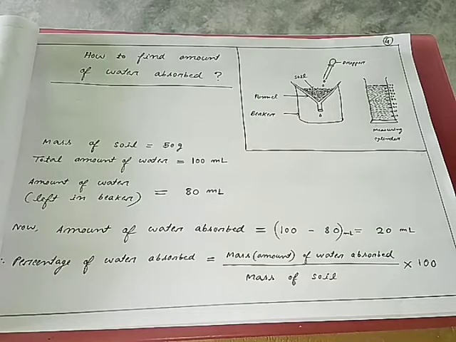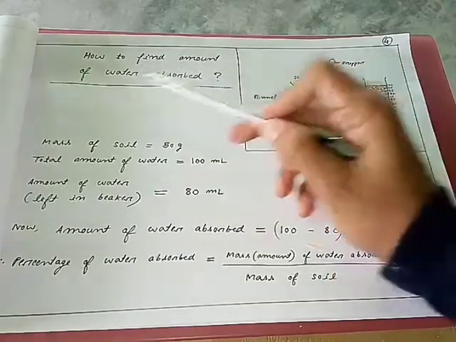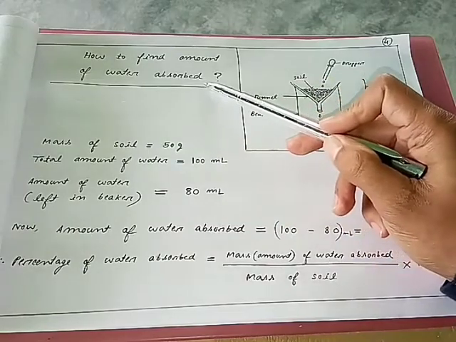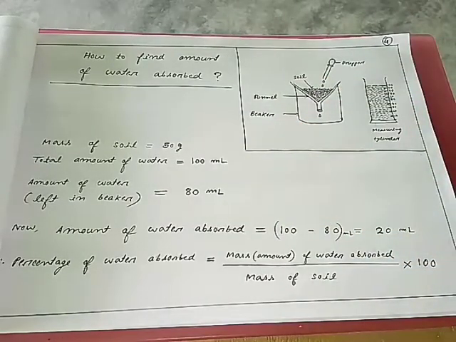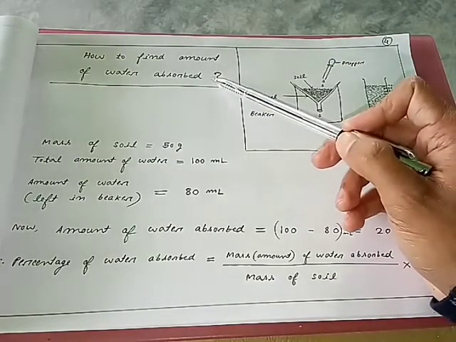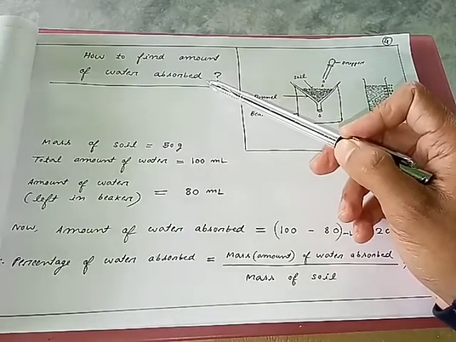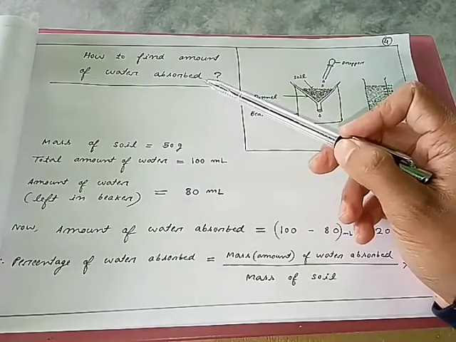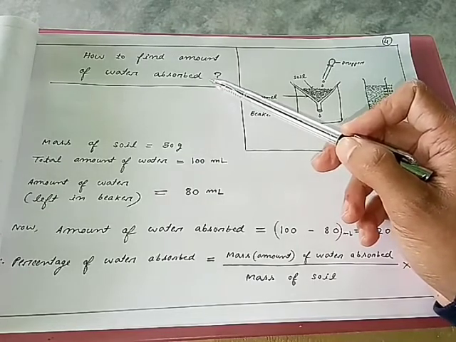Now in property 3 of soil, you observe that soil absorbs some amount of water. Now how to find the amount of water being absorbed by the soil? We know that soil absorbs some water, but how much water is absorbed by the soil, that we have to find out now.